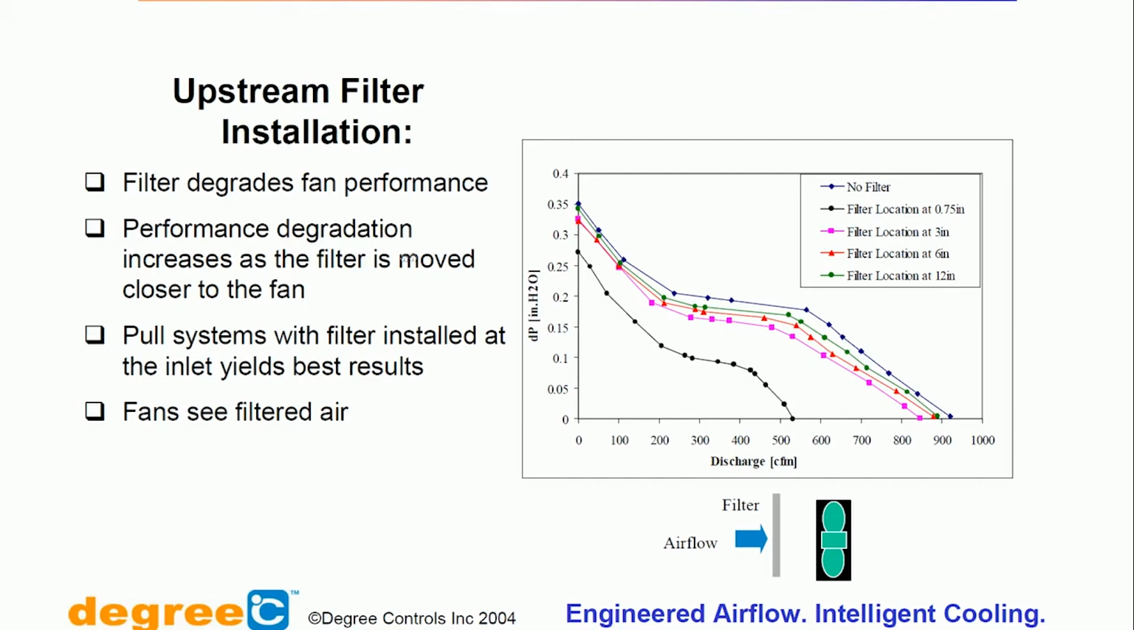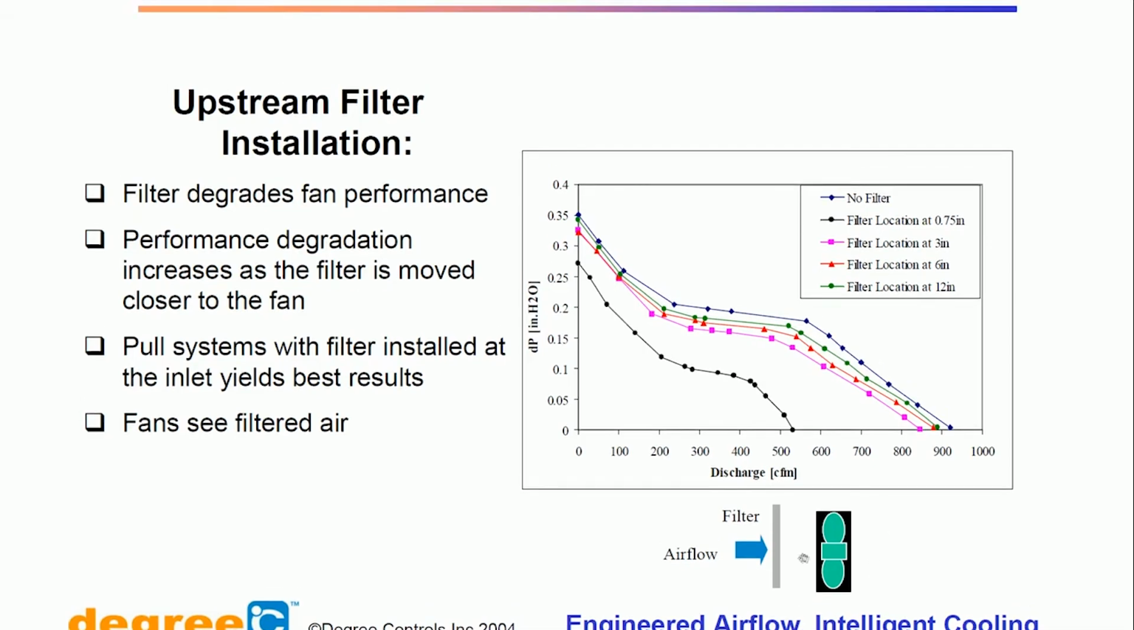Performance degradation increases as the filter is moved closer to the fan, because only a smaller and smaller area is available for you. If you were to shift this thing here, it gets worse. If you put a little more gap and move it back here, it is better. Pull systems with the filter installed at the inlet yield the best results. Fans see only filtered air, which is a beauty compared to the other one. Just like you have this thermal heat issue, if you were to keep the filter here, the fan is relatively cooler. So, when the fan is rotating, all the dust gets settled here. So, maintenance is a little less.